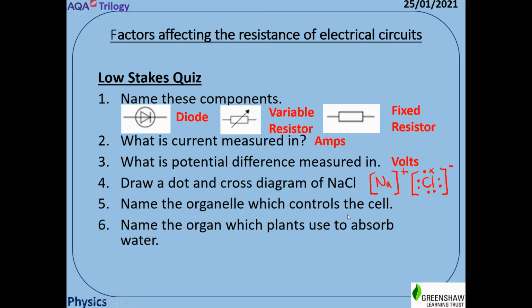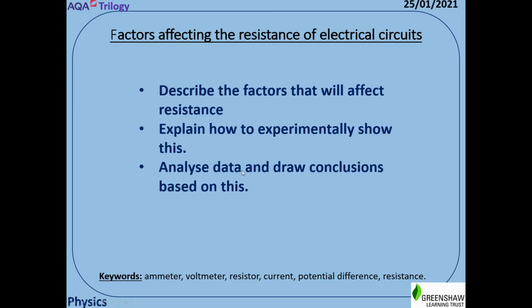Name the organelle that controls the cell. The answer is the nucleus. And name the organ which plants use to absorb water. The answer is roots. Okay, so we should have that out of the way, and on we go to the rest of the lesson.